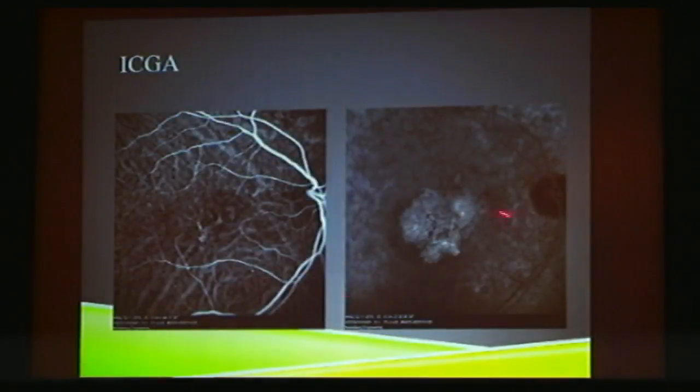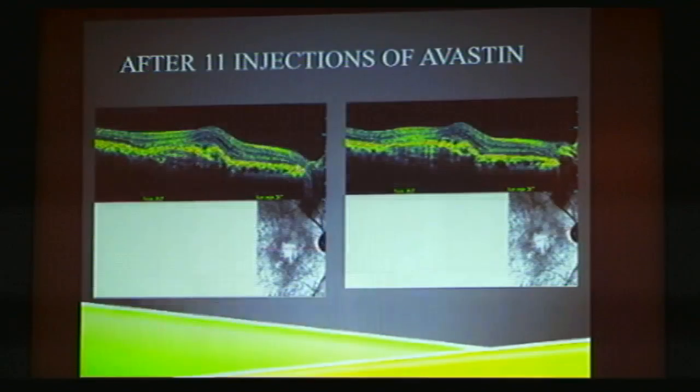And on ICG angiography, we thought, okay, this is a case of PCV, but even here we found a surprise: this is only a plaque. There was no PCV lesion at all. So we continued the anti-VEGF therapy, and after 11 injections of Avastin, because the patient could not afford any other type of anti-VEGF therapy, we finally got some response in this patient.